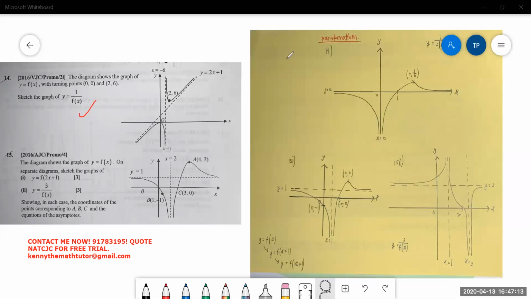So now we're going to do 1 over f(x). Okay. So let's check your asymptotes first. Good.